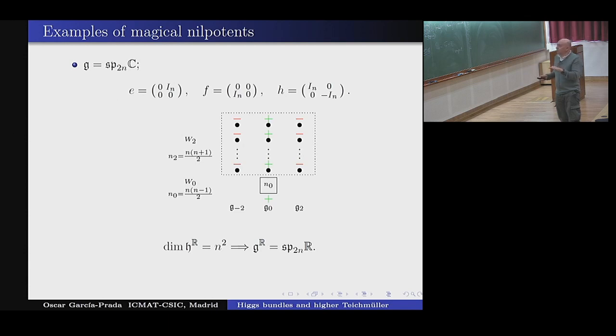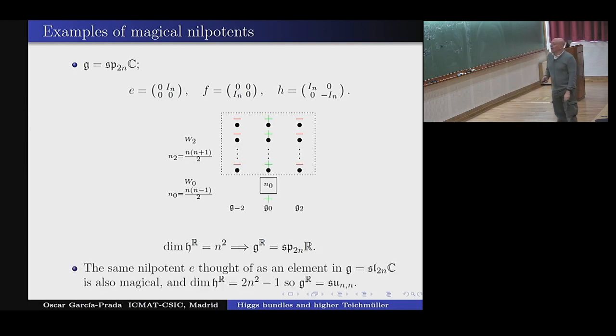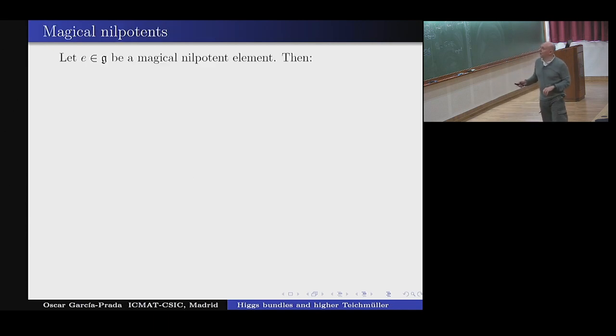What you get is, from the point of view of positivity, a notion of positivity that relates to the Shilov boundary. You get to a maximal parabolic, not to the Borel. And indeed, the same nilpotent, you can regard as an element in this complex Lie algebra, and there it leads to the real form SUNN, which is of course not split but is the Hermitian tube. So these are examples of magical nilpotents.